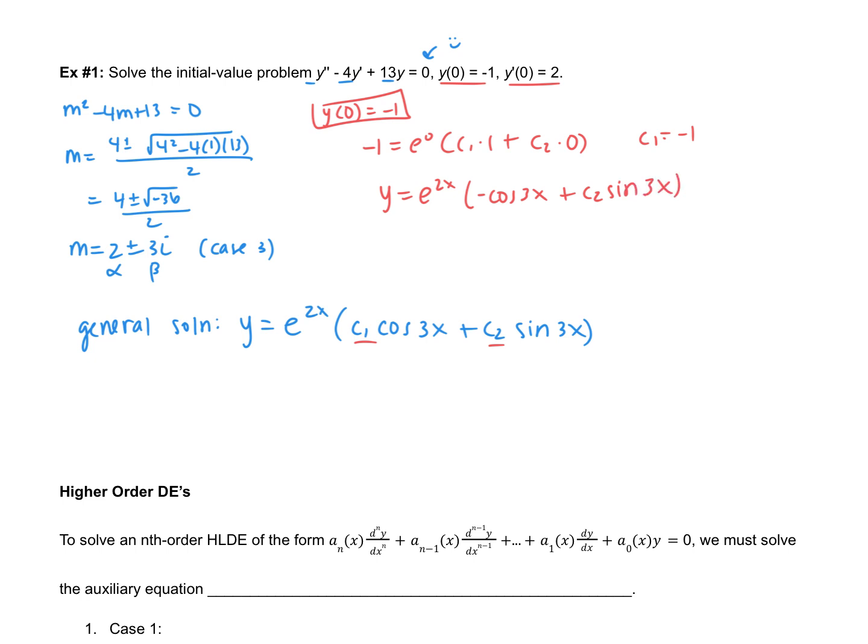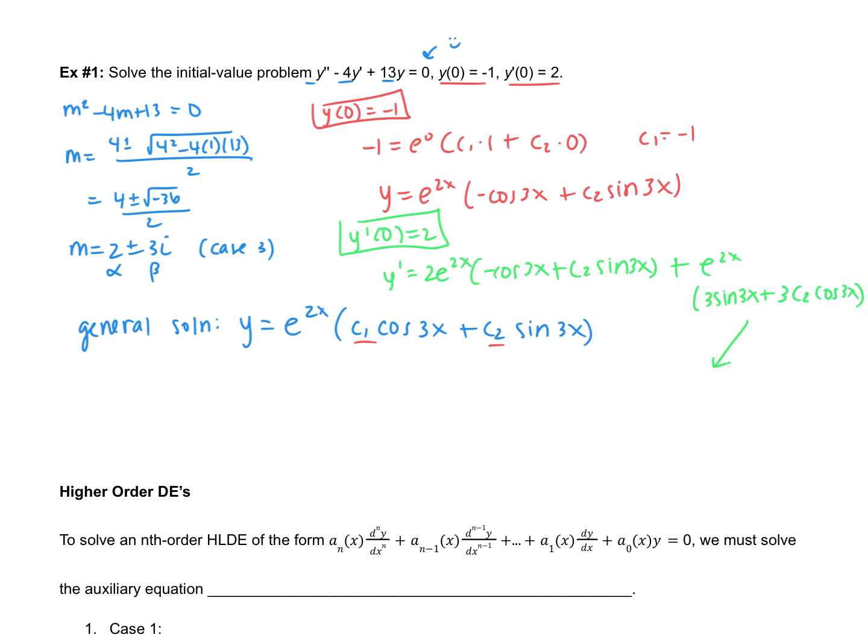And now we're going to go to that second condition. We get y'(0) is equal to 2, which means we're going to have to take the derivative. So our y prime ends up being 2e to the 2x, negative cosine of 3x, add c2 sine of 3x, add e to the 2x multiplied by 3 sine of 3x, add 3c2 cosine of 3x. Sorry, obviously did not give myself enough room for that one.